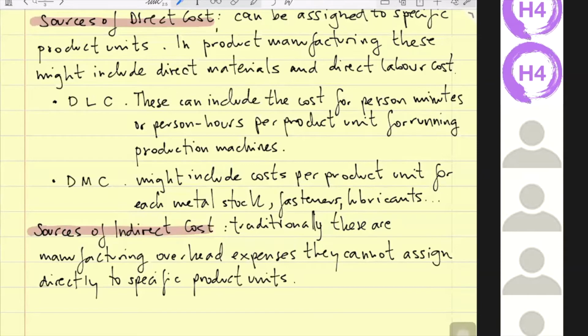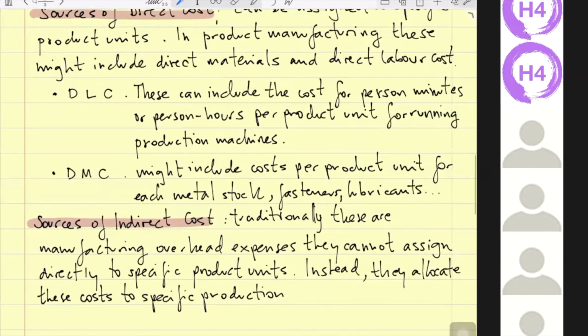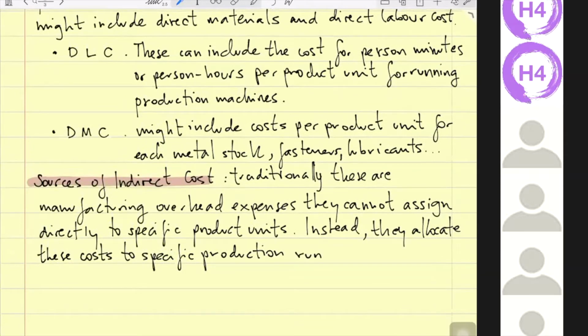Was machen wir mit diesen Kosten? Instead, they allocate these costs to specific production runs, batches, or time periods.